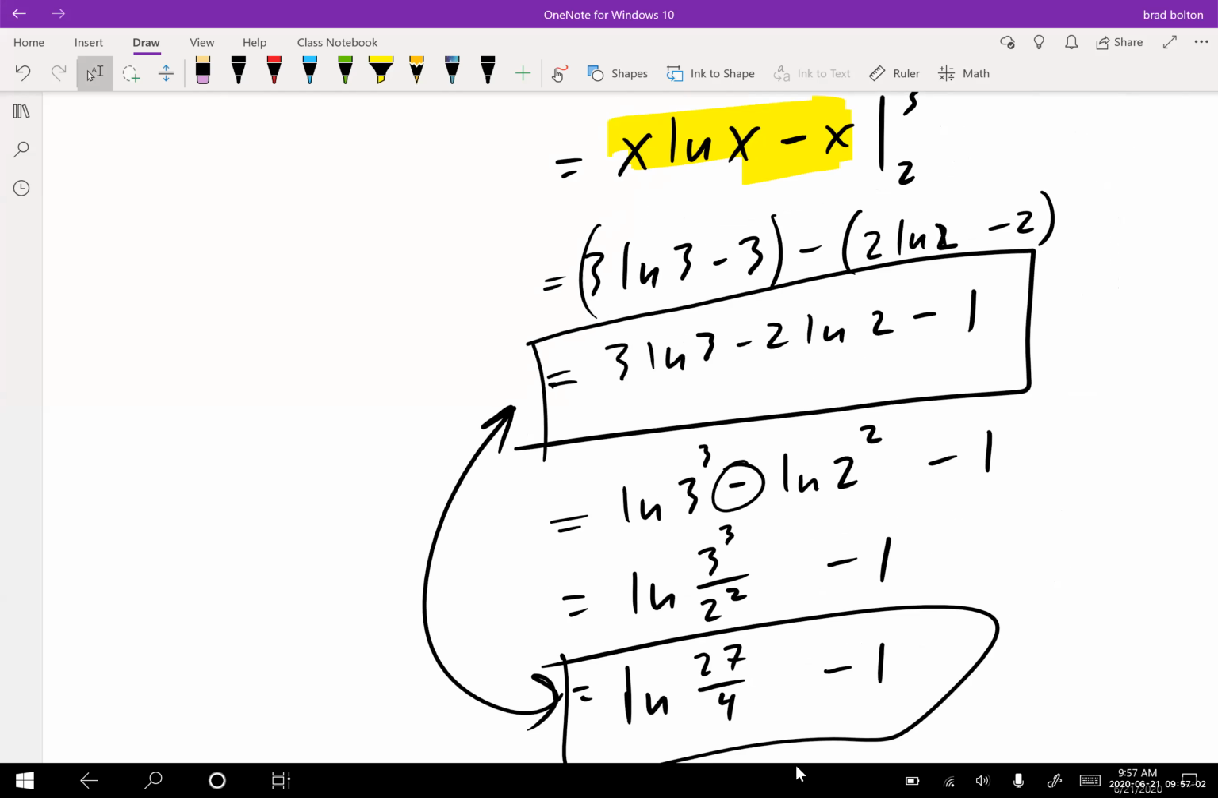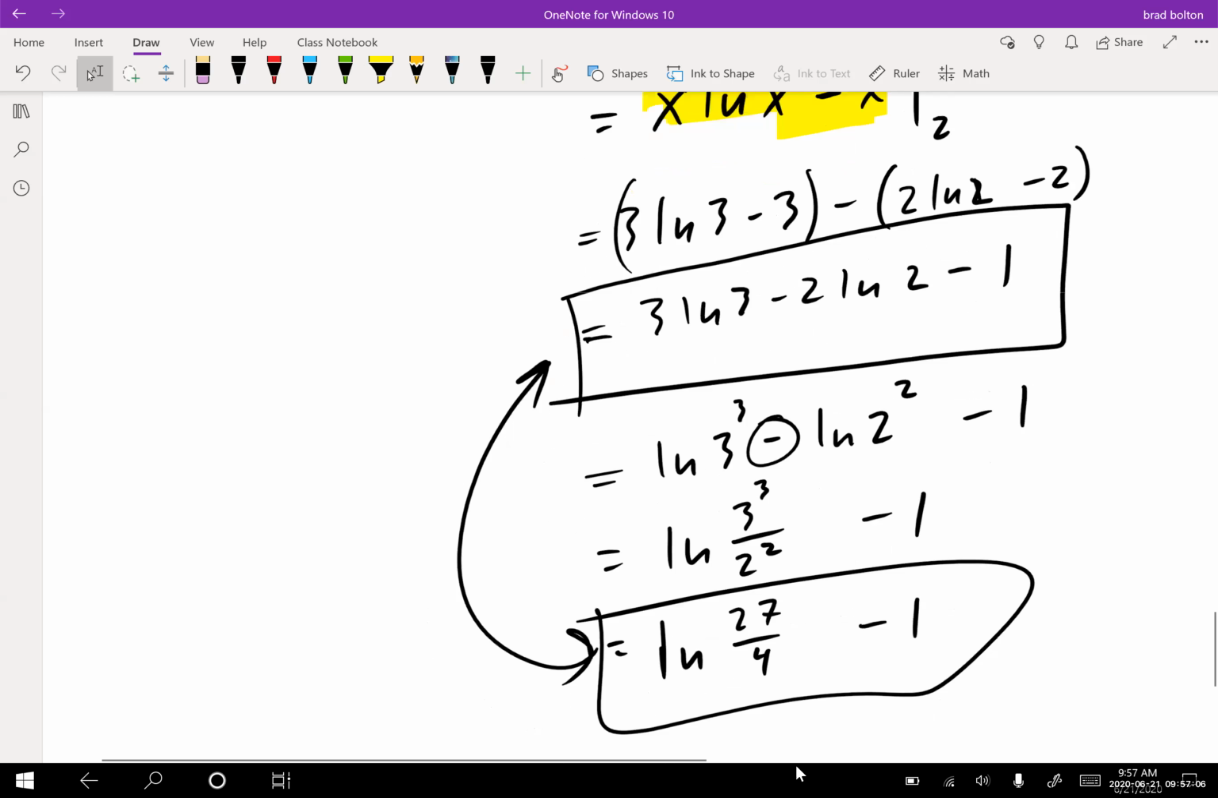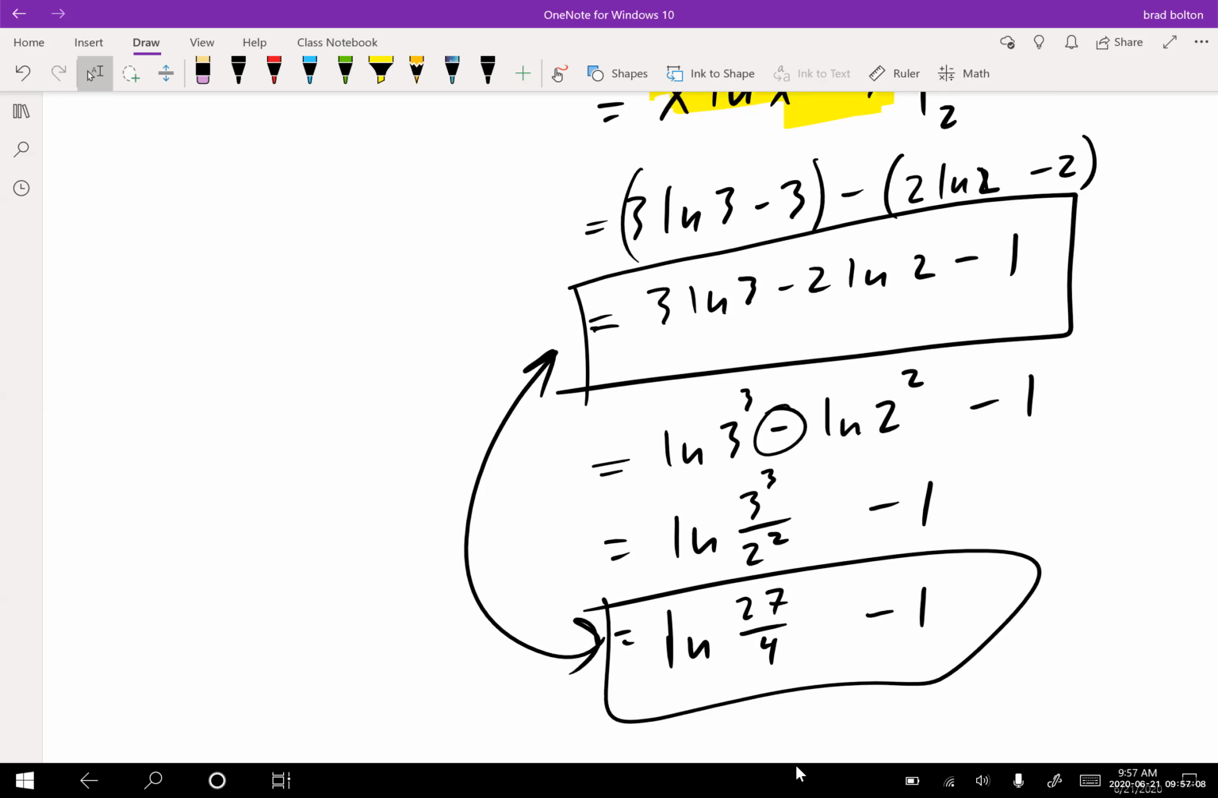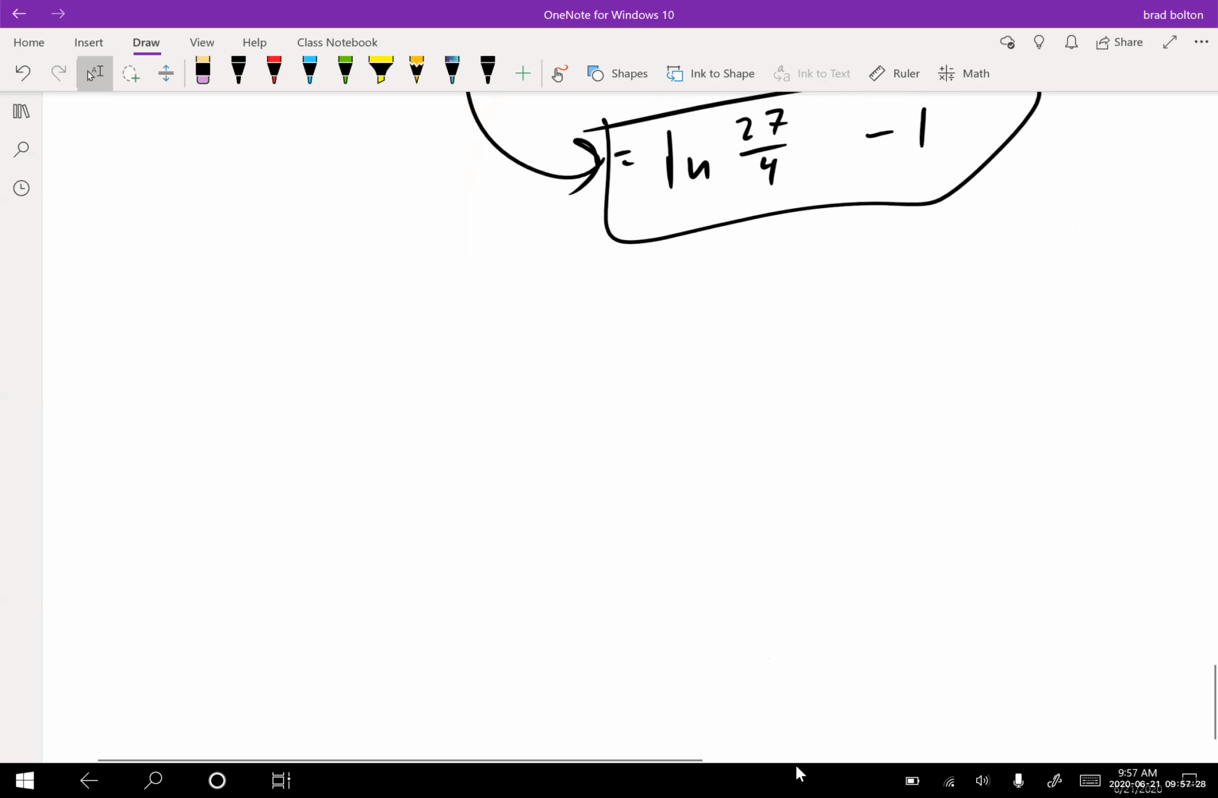But I would be fine with this answer, 3 ln of 3 minus 2 ln of 2 minus 1, or a decimal approximation if they ask for it. Remember, do not use decimal approximations unless they ask for that, or unless you just don't know how to do it and you just want to get some kind of partial credit. Again, decimal approximations look to me as a teacher like you're just using your calculator to hit enter, and you're not actually showing me you know how to integrate. So just keep that in mind as we're doing these problems.